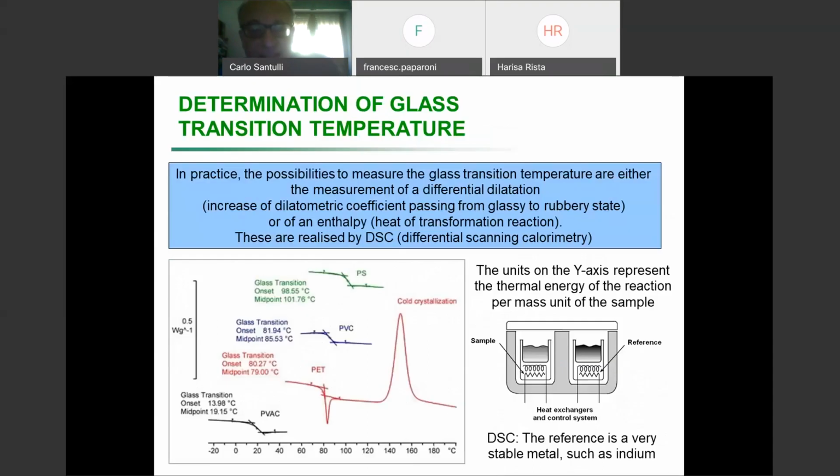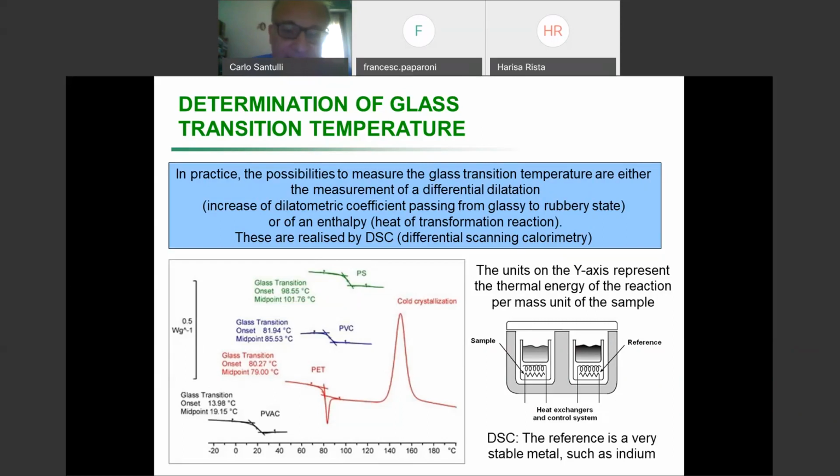How do we determine the glass transition? Normally by differential scanning calorimetry. What is observable is some differential dilatation, because in the rubbery state, with the same amount of heat, you get more dilatation. Instead, in the glassy state, you get less dilatation with the same amount. Easy.